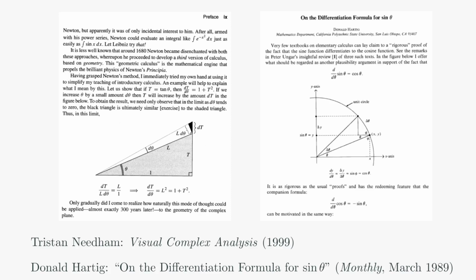Now, I first saw this technique in the preface of Tristan Needham's book, Visual Differential Geometry. But it's also in the preface of his book Visual Complex Analysis, which came out in 1999. He attributes his motivation to Isaac Newton's ideas in the Principia, although Newton never actually did what you've seen here. 10 years before Needham, Donald Hartig published an article in the American Mathematical Monthly where he used a similar geometric motivation to find the derivative of sine and indicates that you can do the same thing for cosine.